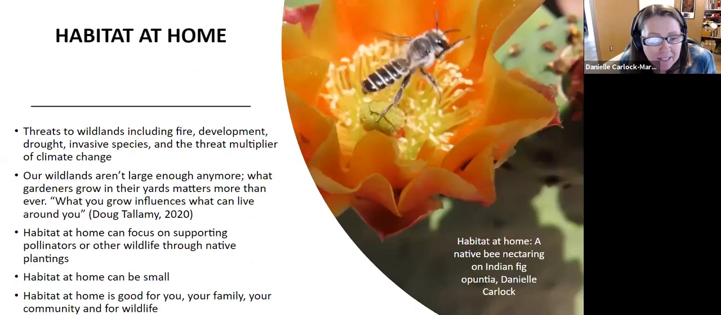And I want to talk about habitat at home, because this has been one of the rationales for starting the seed library: to really equip and inspire people to start thinking about gardening in a different way, beyond just the aesthetics of the garden or what the gardener likes to look at, but to actually provide for a variety of wildlife at home.